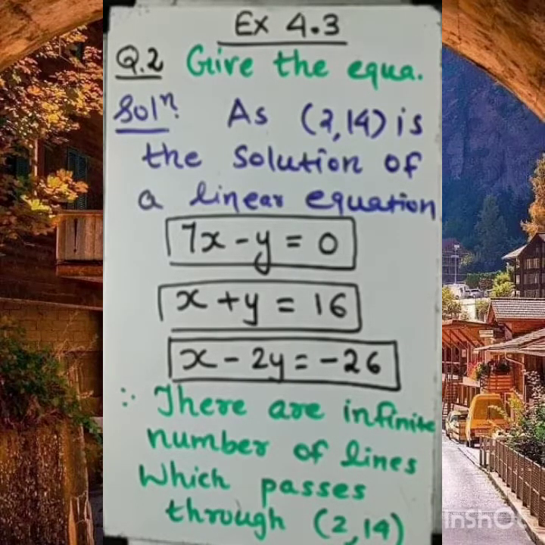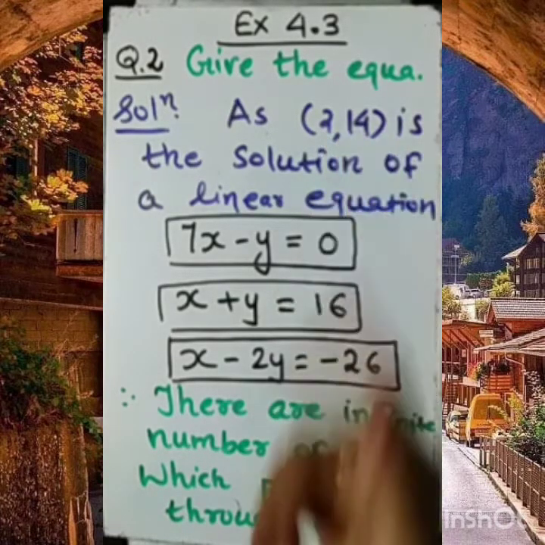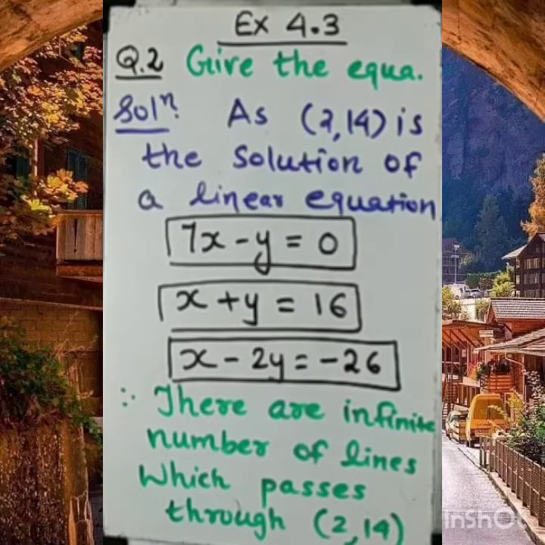So my dear students, such innumerable equations can be possible, which we can form on our own, and they can pass through this single point (2, 14), means infinite number of lines pass through this given point. Here is the complete solution for question number 2. Let's move on to question 3 now.